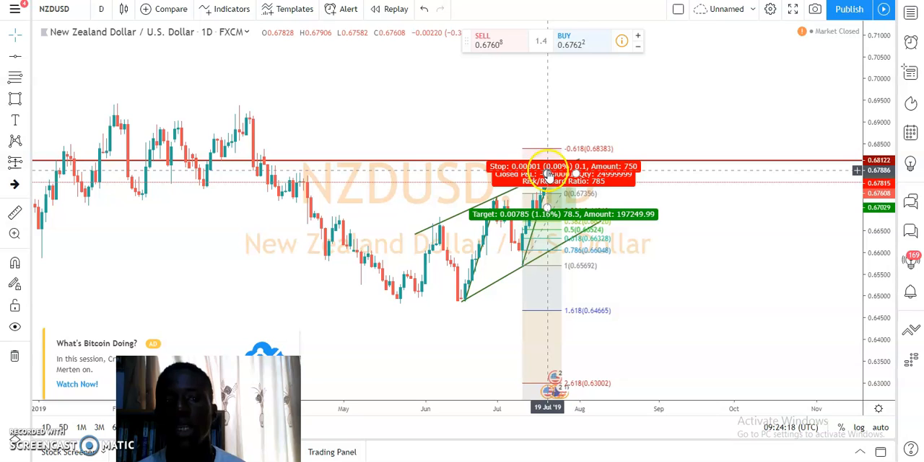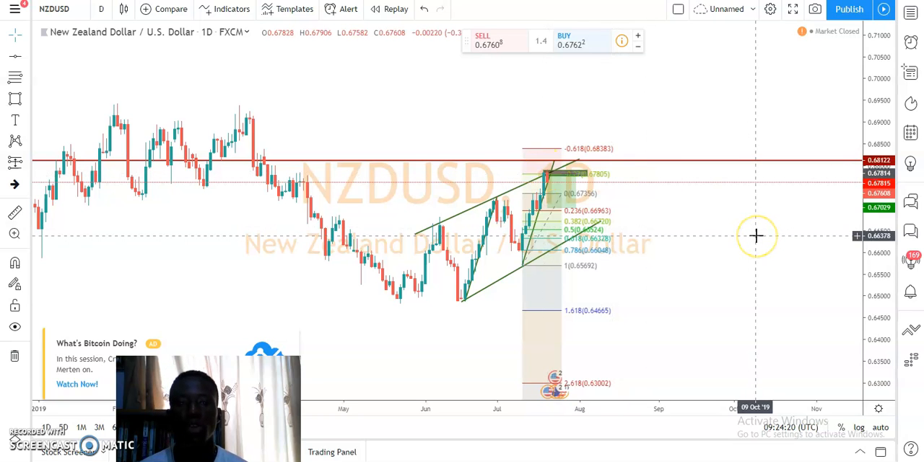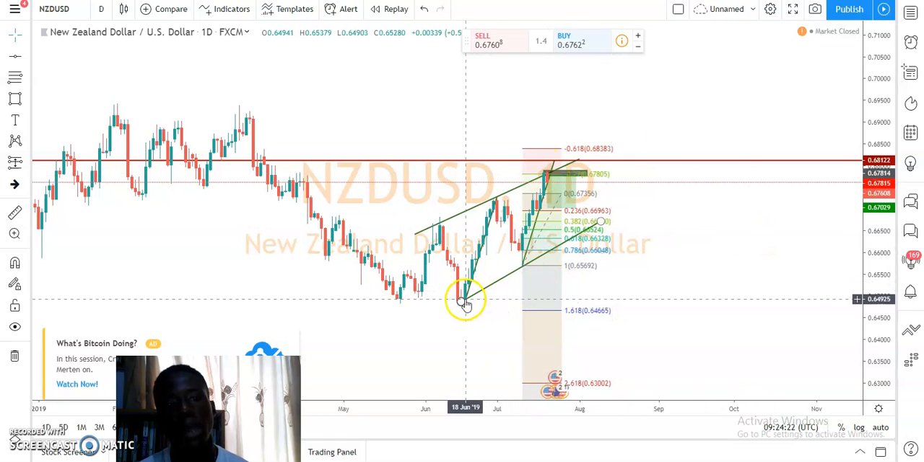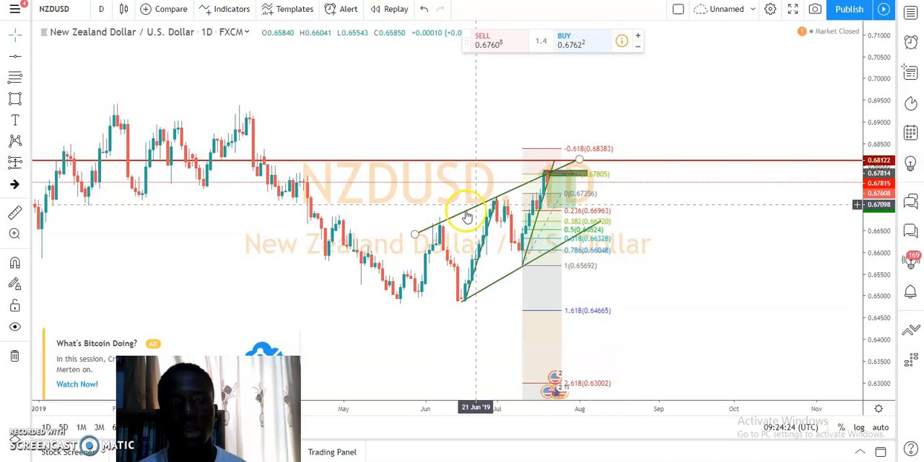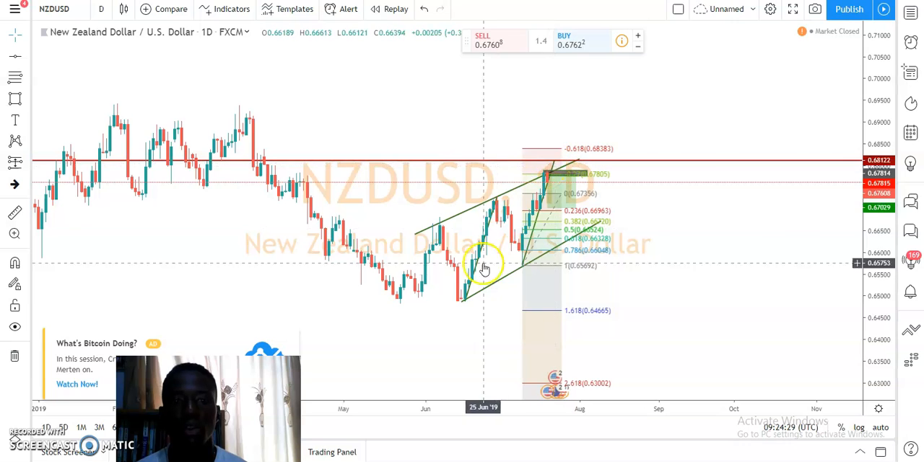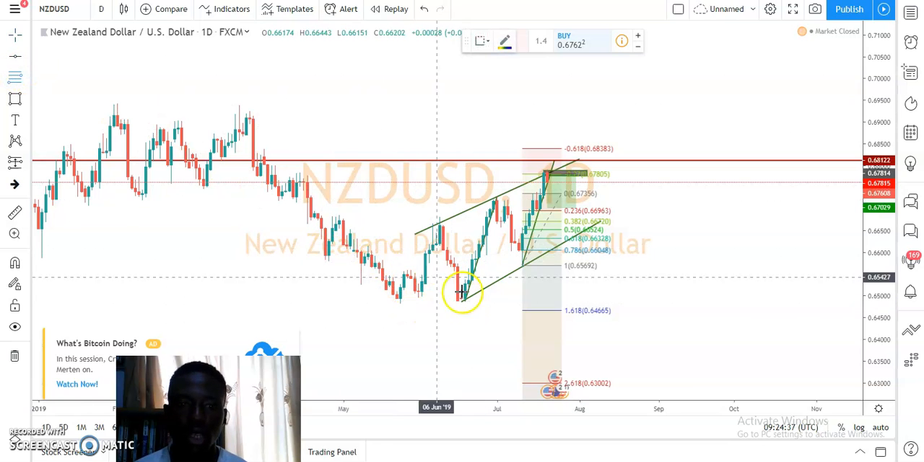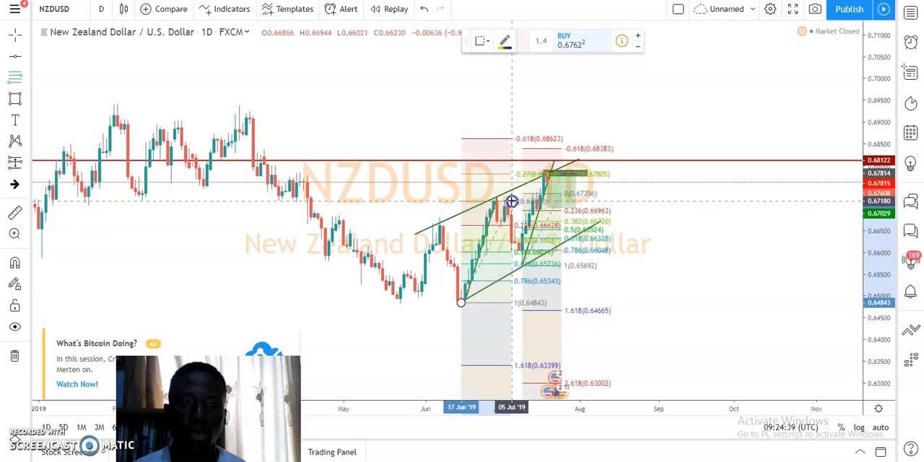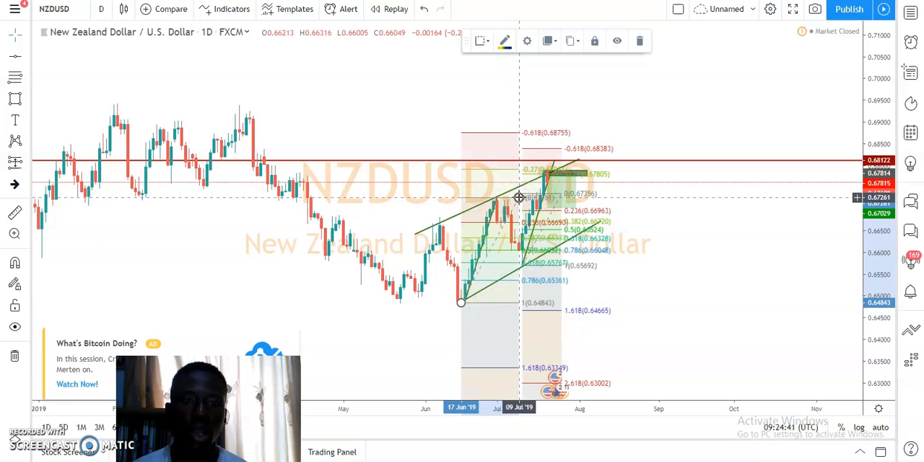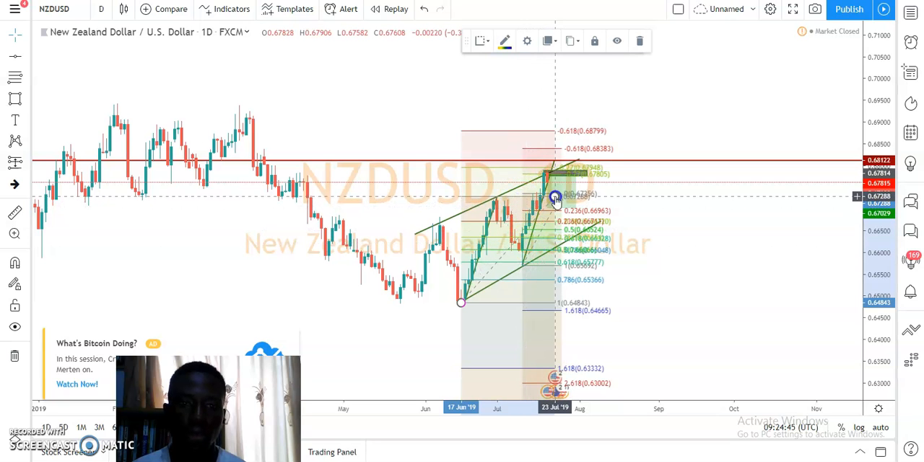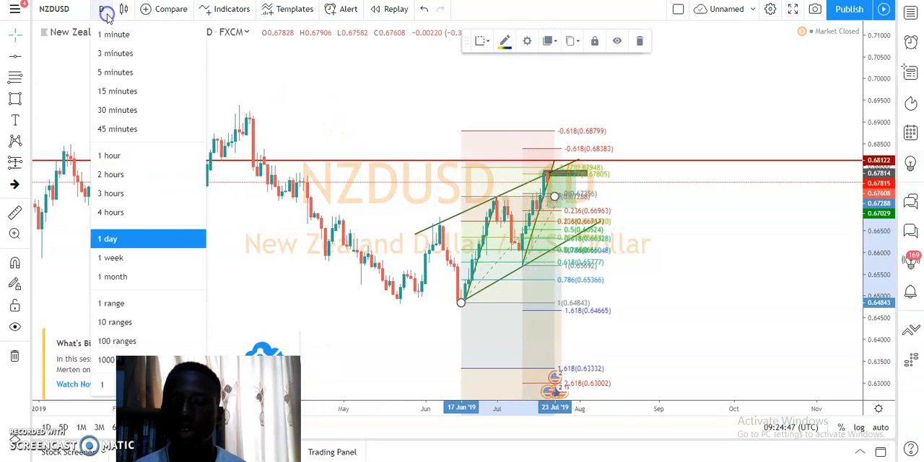But I saw this place as a good sell opportunity. Why? We can see that price is in this channel. Price has been going up, down, up, down, up. Then for the ABCD formation, we see from this Fibonacci here, if we take from this point to this point, then we go forward so you see clearly.